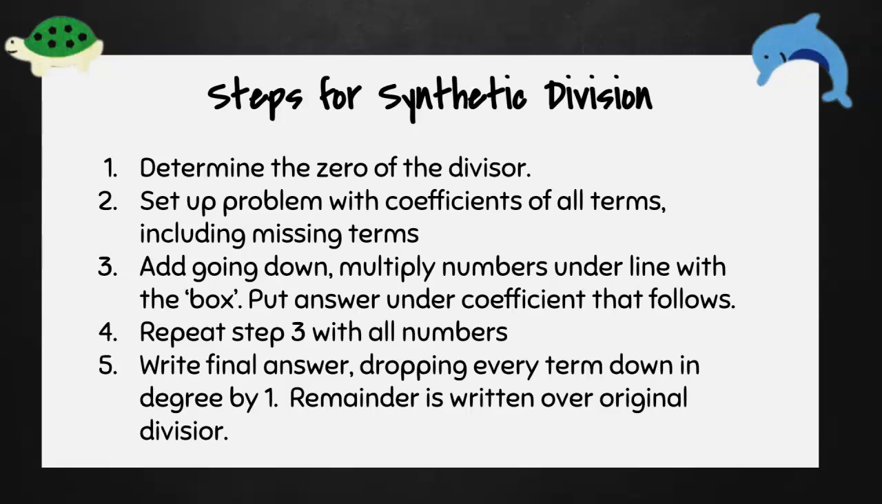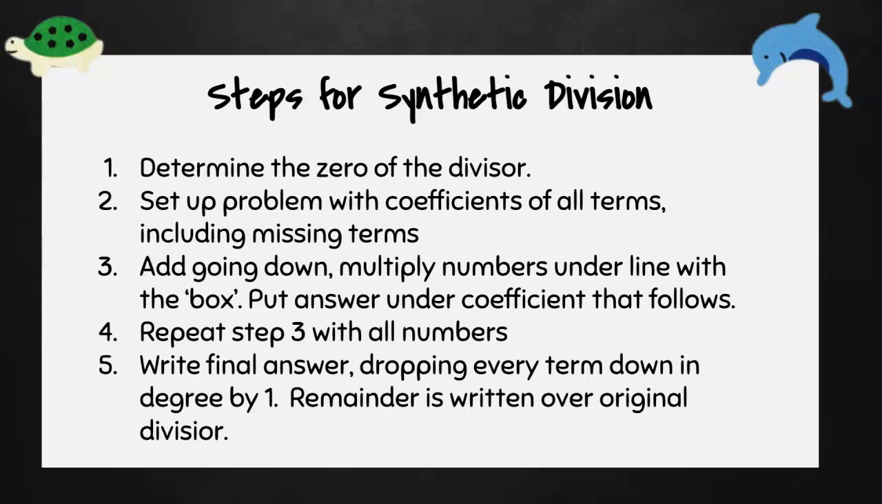You're going to go ahead and set up the problem with coefficients of all the terms, including any terms you might be missing. You're going to add going down and then multiply numbers under that line with the number in the box, which is your divisor. Then you'll put your answer underneath that coefficient that follows. You're going to repeat all your steps with the remaining numbers.